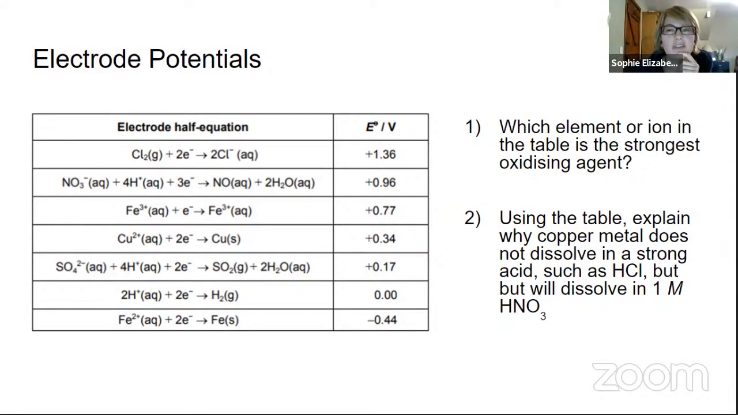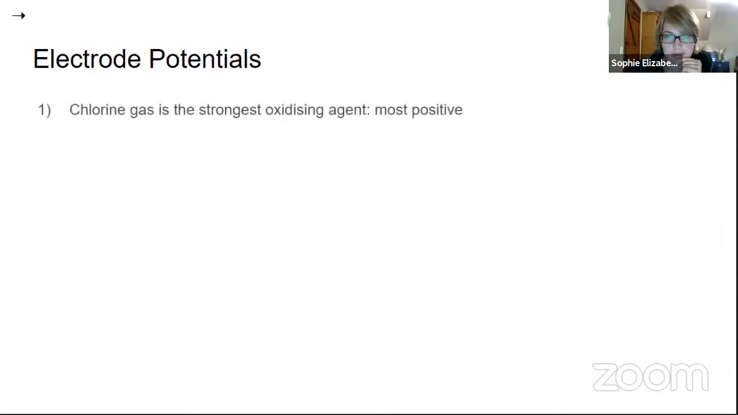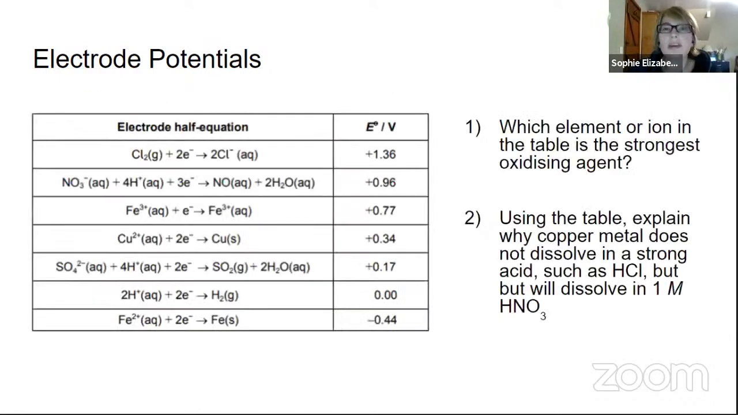So first question is, which element or ion in the table is the strongest oxidizing agent? And then I've got a question about explaining why copper doesn't dissolve in a strong acid such as hydrochloric, but why does it dissolve in nitric acid? So to explain this, chlorine gas is the strongest oxidizing agent in this group. Why? Because it's got the most positive electrode potential.